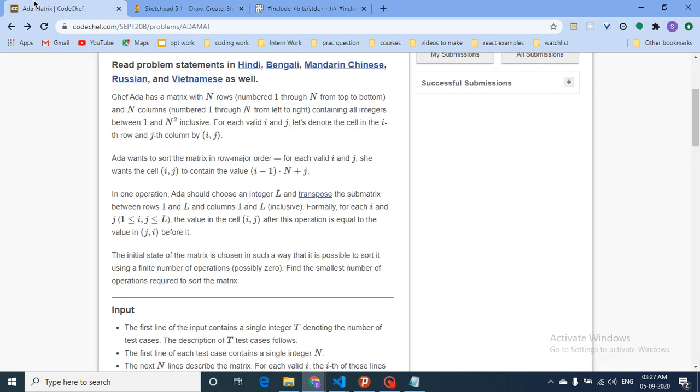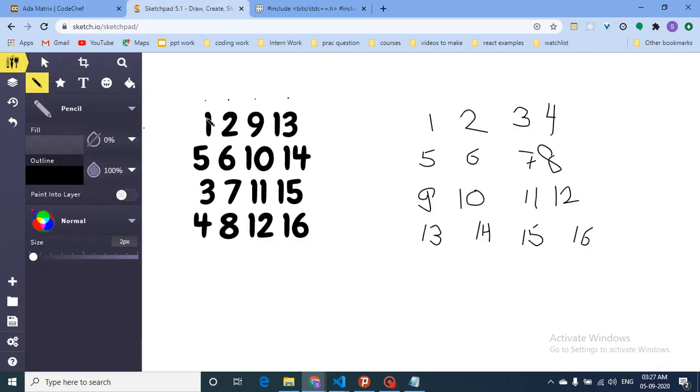Now in one operation, Ada can choose an integer L and transpose the submatrix between rows 1 and L and columns 1 and L inclusive. What does this mean? She can choose some submatrix, a sub square, so it should be of the form of a square. You have to take the first row, and L can be whichever you want. So it can be like this.